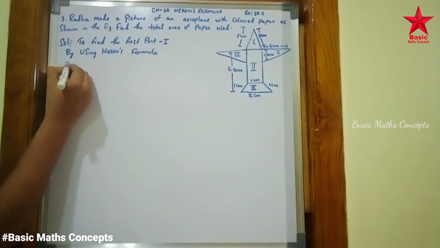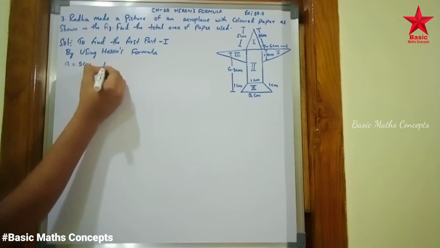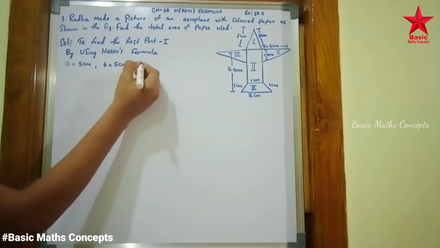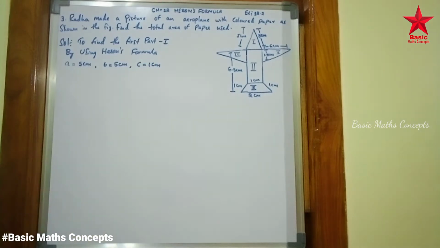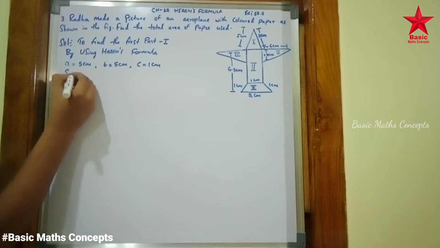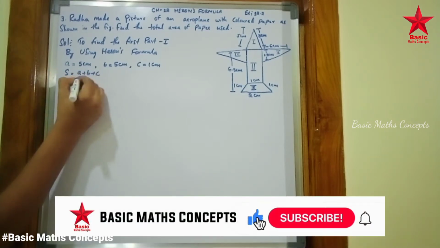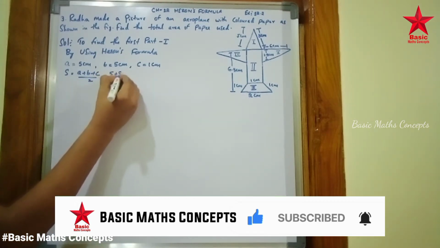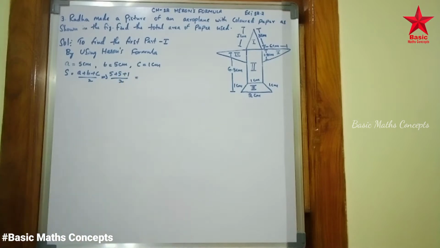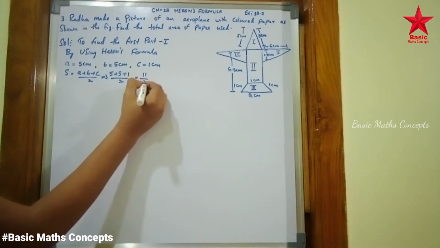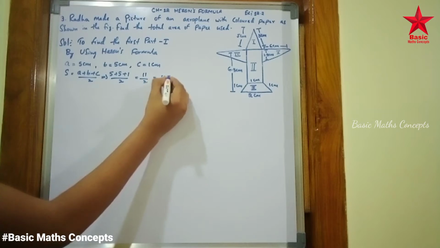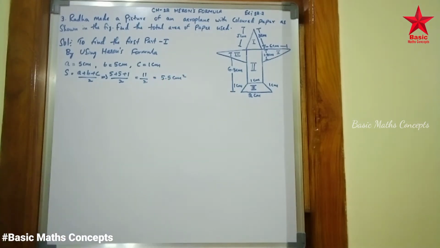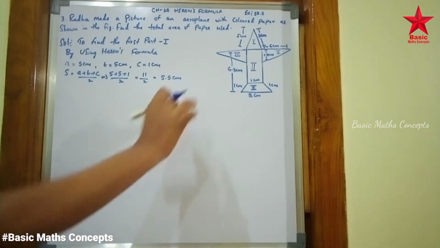So A is equal to 5 centimeters, B is equal to 5 centimeters, and C is equal to 1 centimeter. First we have to find the S value, that is S equals (A plus B plus C) by 2. So this implies (5 plus 5 plus 1) by 2. 5 plus 5 is 10, 10 plus 1 is 11, 11 by 2 is 5.5. So we got the S value as 5.5 centimeters. Sorry, it's not centimeter square.